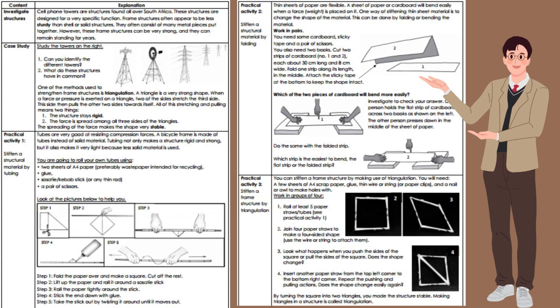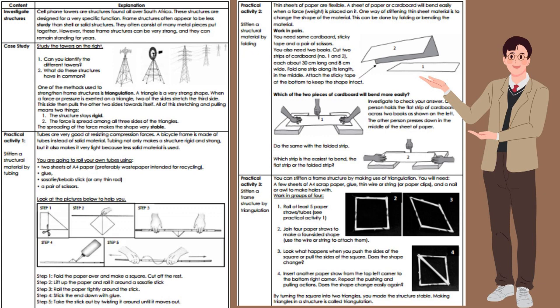Practical activity 3. Stiffen a frame structure by triangulation. You can stiffen a frame structure by making use of triangulation. You will need a few sheets of A4 scrap paper, glue, thin wire or string or paper clips, and a nail or awl to make holes with. Work in groups of 4. 1. Roll at least 5 paper straws/tubes.